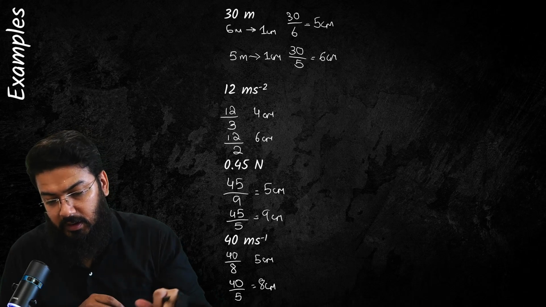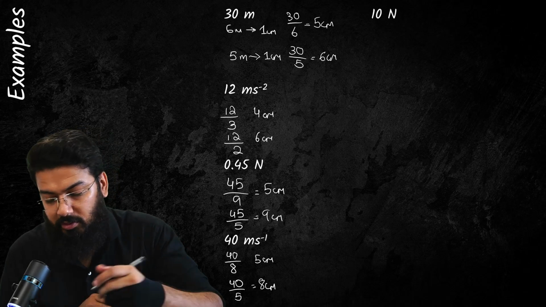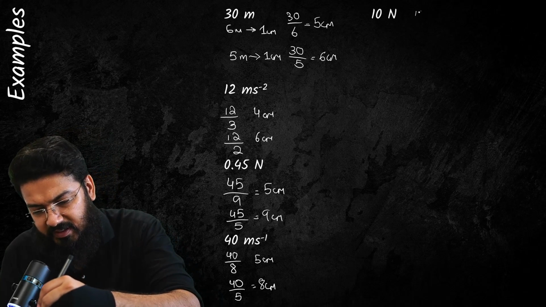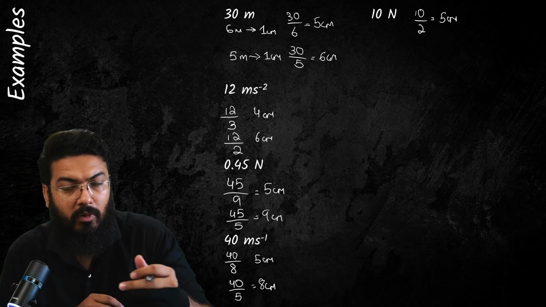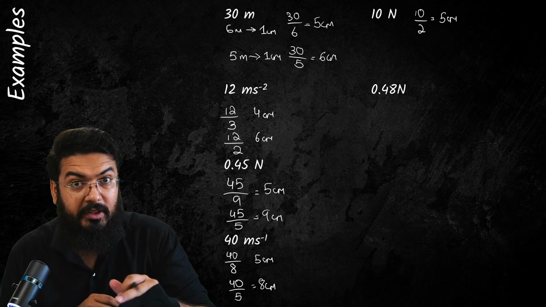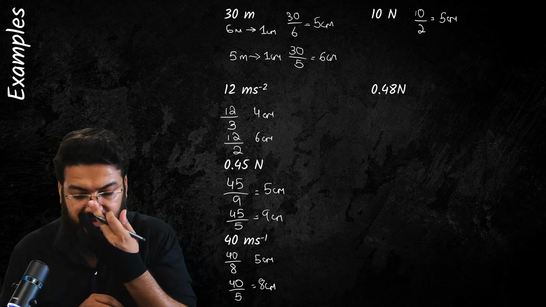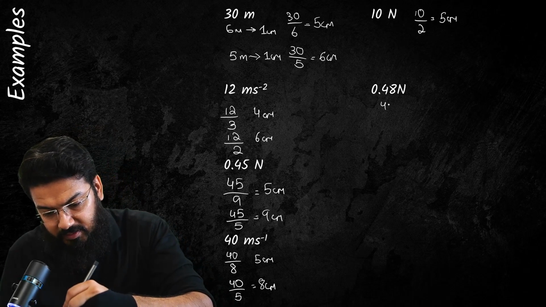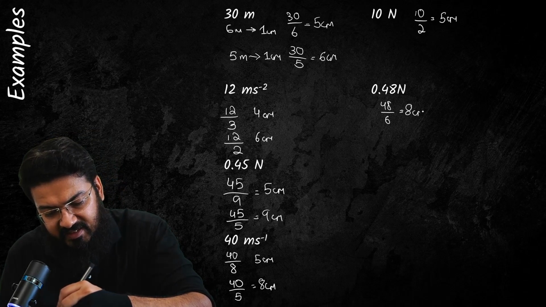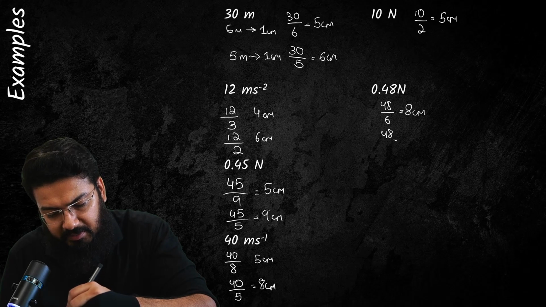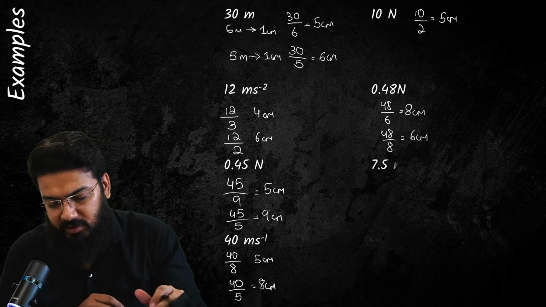All right. Then I have 10 newtons. The best way to go about this would be 10 divided by 2, which is going to give me a 5 centimeter line. And then you have 0.48 newtons. Like I said, ignore the decimal places. So it's 48. I could either divide by 6, which is going to give me an 8 centimeter line, or 48 divided by 8, which is going to give me a 6 centimeter line. Both will work just fine.